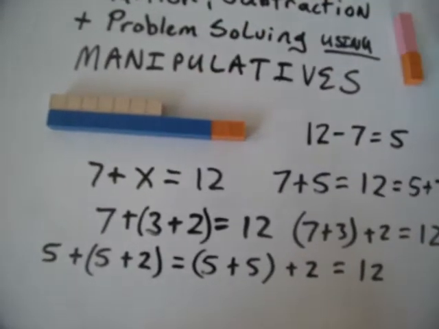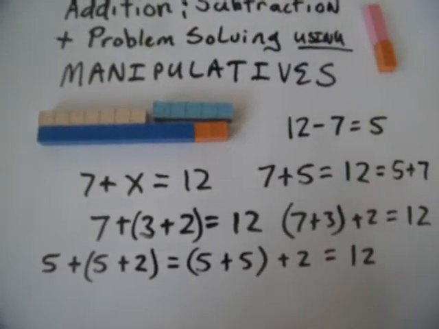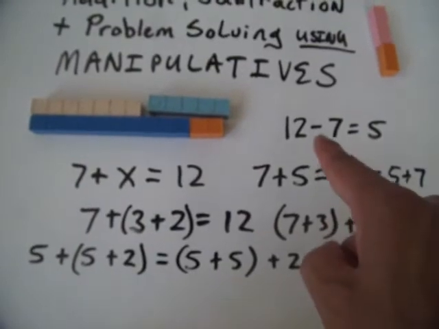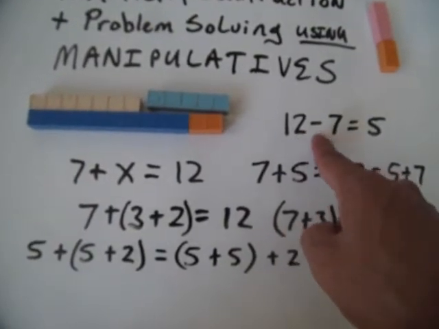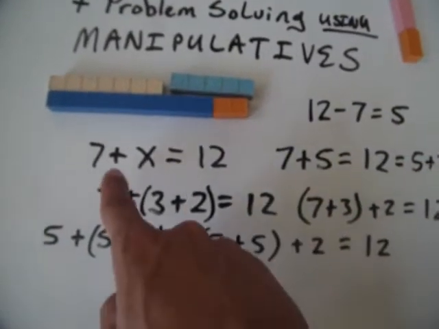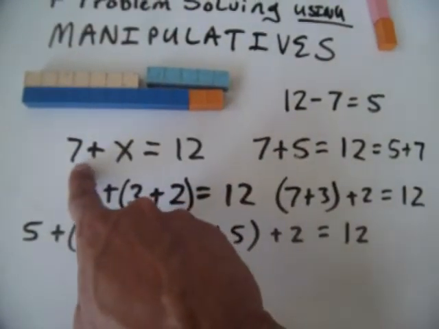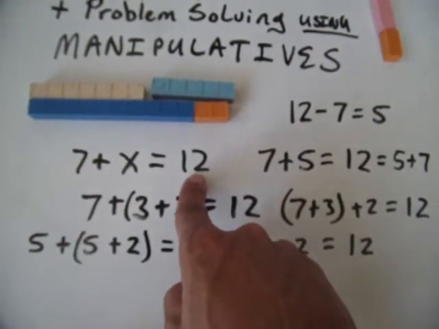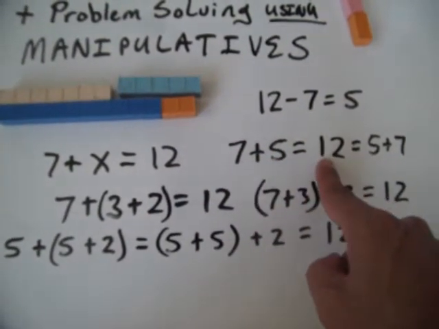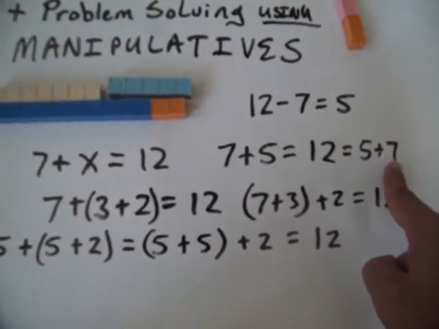But let's say I'm doing a different problem. Here is 12 minus 7. Because all this is 7 plus what is going to be 12? Well, we can see it's 5, and the way we do that is subtract 7 from both sides. We can see that 7 plus 5 is 12, which is the same thing as 5 plus 7, associative property.